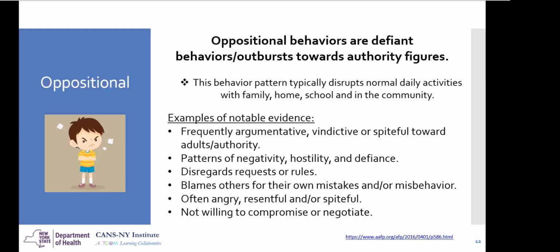This can include a child that is really argumentative, a child who may be vindictive, or maybe even spiteful towards adults and authority. And when we think about those types of behavior, we know that they do tend to cause some type of disruption in their normal daily activities, whether it's at home, with the family, with school, or with the community. There is some type of disruption.